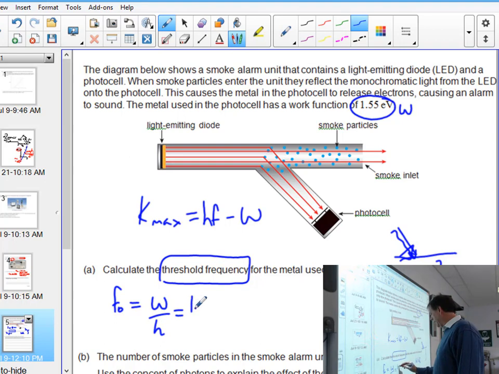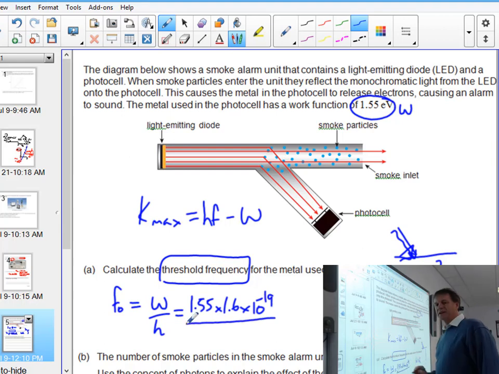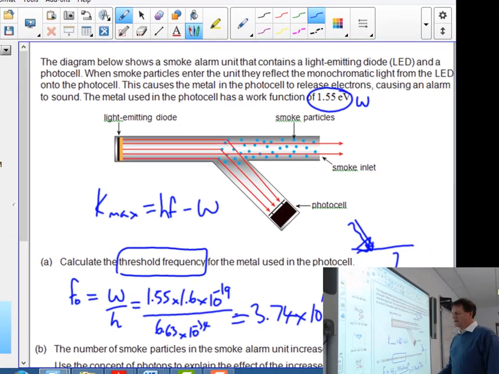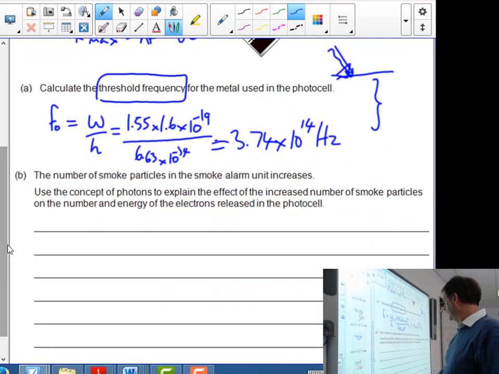So 1.55. Now you can't use that in electron volts. We need to get that into joules first. So convert it to joules by multiplying by the charge of an electron, and then divide by Planck's constant. So you get 3.74 times 10 to the 14 hertz. Okay, so it's a pretty basic one. Let's go further down here.